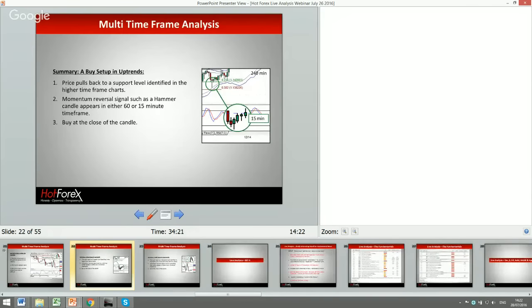So when we're buying in uptrends, you're looking for price to pull back to a support level identified in the higher time frame. Momentum reversal signals, such as the good old hammer candles, appear in the lower time frame. So if we're looking at the daily, the 4 hour, 1 hour, or 15-minute time frames, and close by the close of that particular candle. So if you've identified it on the 50, you've had to drill down to the 15 minutes.